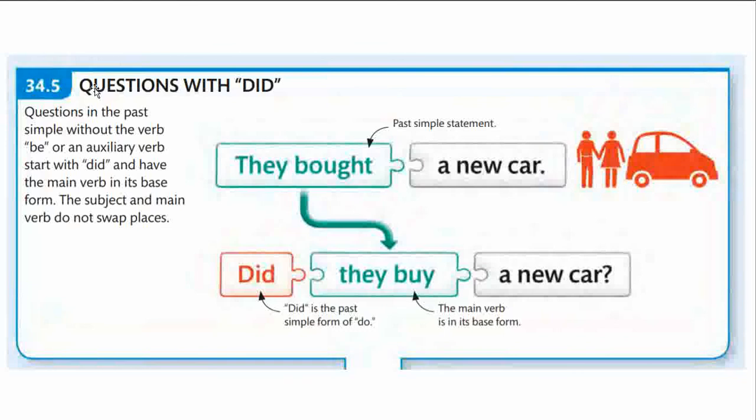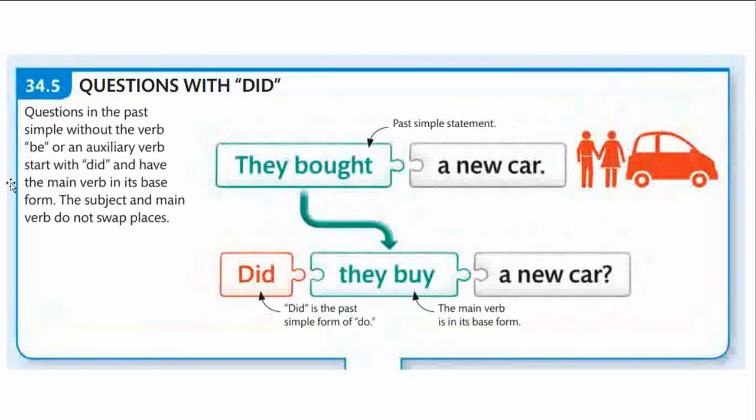Next is the next pointer, question with did. Now let us first look at the sentence. They bought a new car. In the statement, they had a past tense, simple past tense, but in the question, it is always in the base form. And then you bring in the word did in the beginning. So did is the past simple form of do. Did they buy? Buy, we bring it to the base form of the verb. Did they buy a new car?